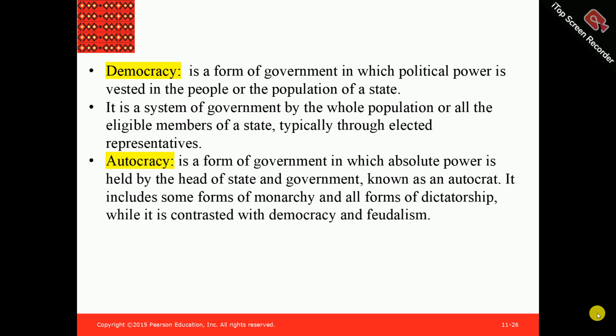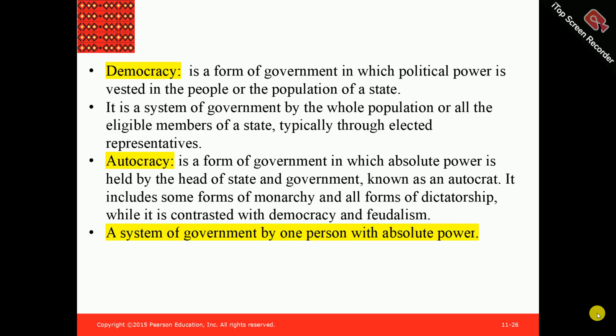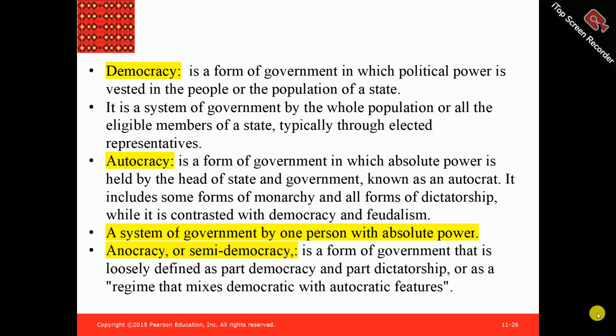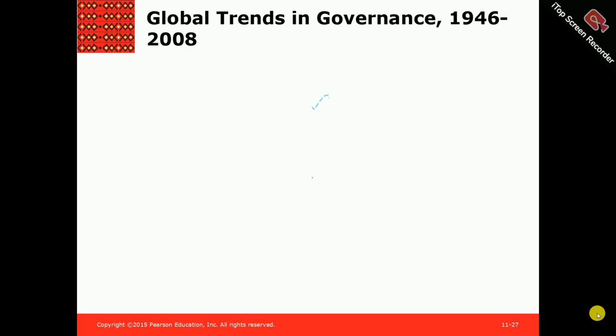Autocracy is a form of government in which absolute power is held by the head of state and government known as an autocrat. It includes some forms of monarchy and all forms of dictatorship, while it is contrasted with democracy and feudalism. It is a system of government by one person with absolute power. Anocracy, or semi-democracy, is a form of government that is loosely defined as part democracy and part dictatorship, or as a regime that mixes democratic with autocratic features.